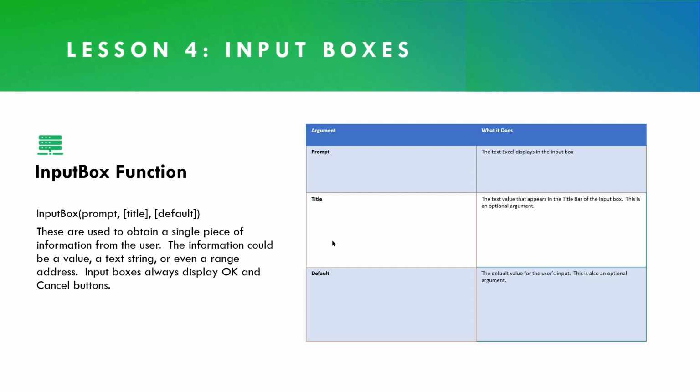So you have the prompt argument, and that's the text that's displayed in the input box. You have the title argument, just like the message box. It will give a title to the input box. And then the default argument here, you can put in a default value and the user can overwrite it with their input if necessary.